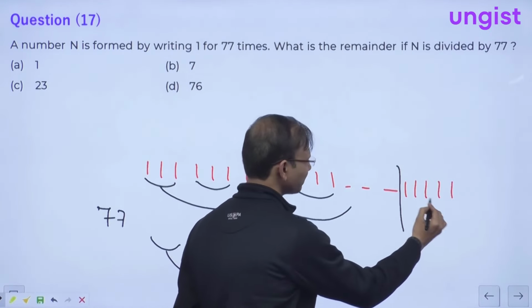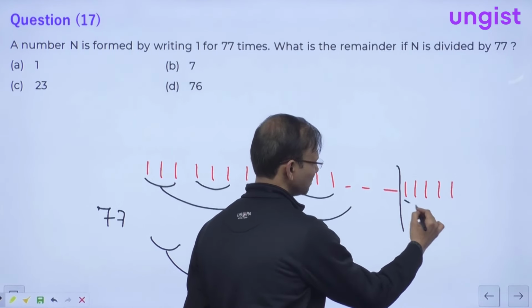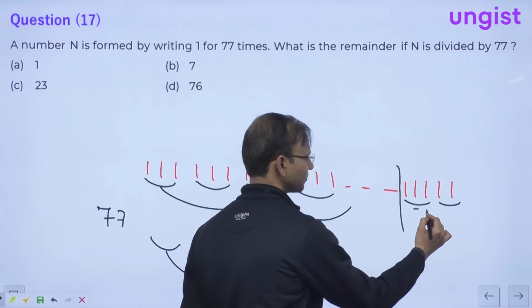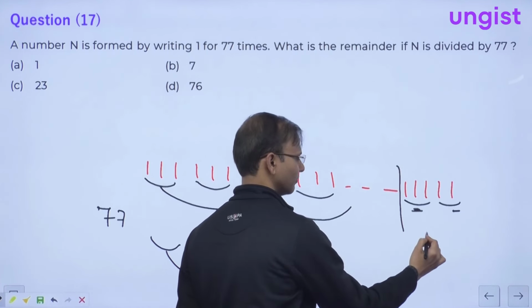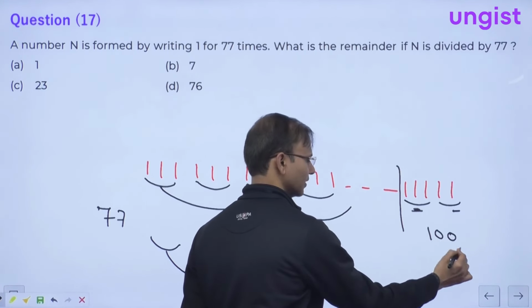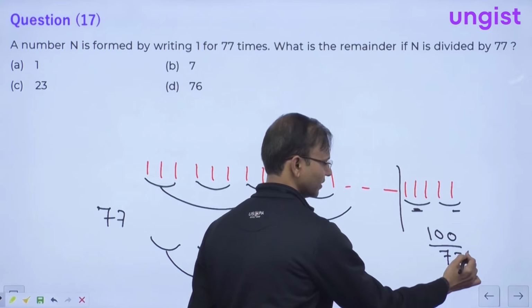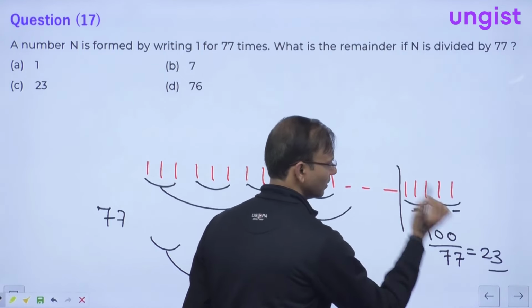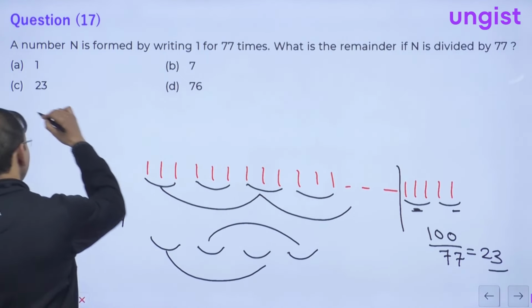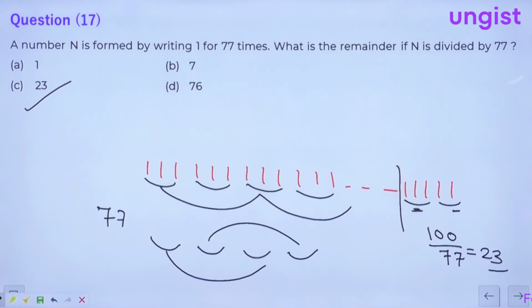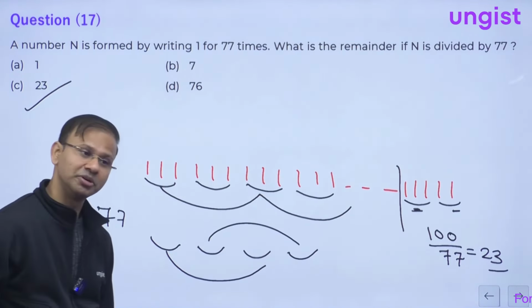Here, let's do it like this. This is 11. This is 111. What is the difference? 100. So 100 divided by 77 is the final answer. So 22, right? So guys, if you know the concept, then only attempt this question in the examination hall.